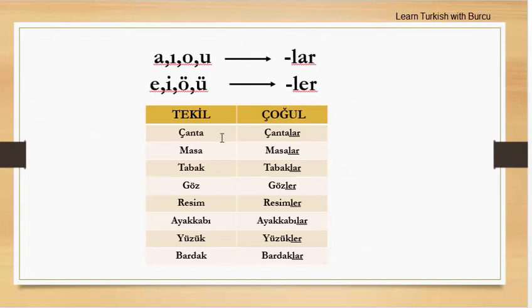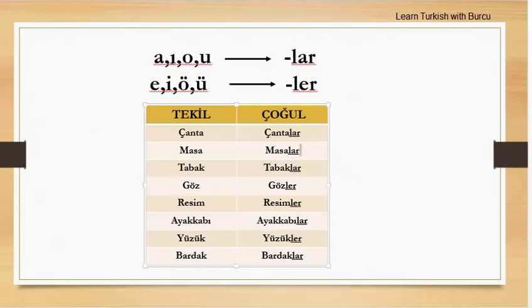Çanta. Çantalar. Çanta, the sound a. Çantalar. Masa. The final sound is a. So we say masalar. Tabak. So we say tabaklar. Okay? Tamam.